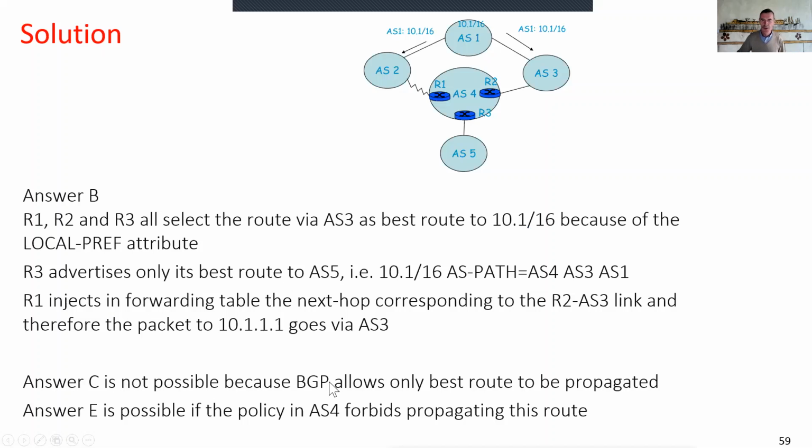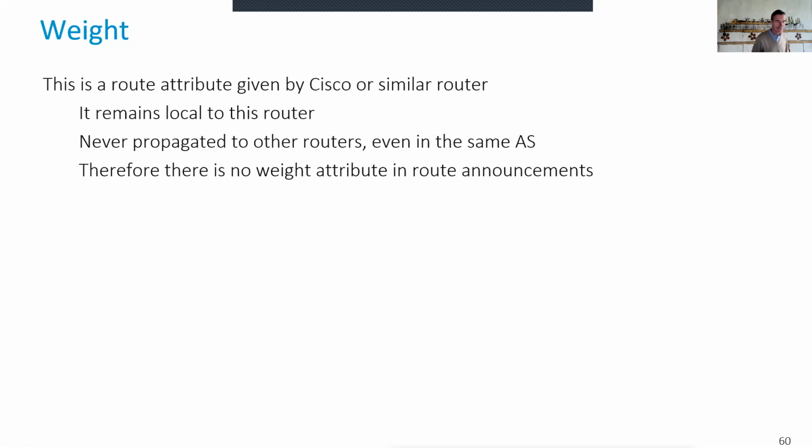So answer C is not possible because BGP allows only the best route to be propagated. So for the same prefix, the route that would come this way is not preferred. Therefore, AS5 will not even know that this path exists here. So the local pref is a way to really manipulate the AS path, as we have seen when we do policy routing here. So that is exactly what will happen.